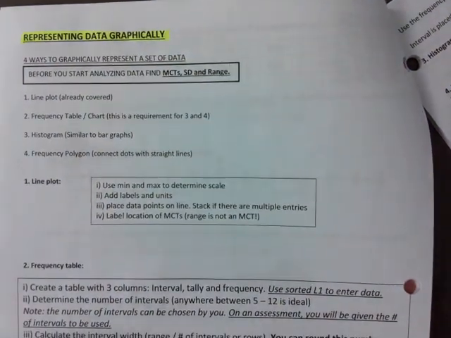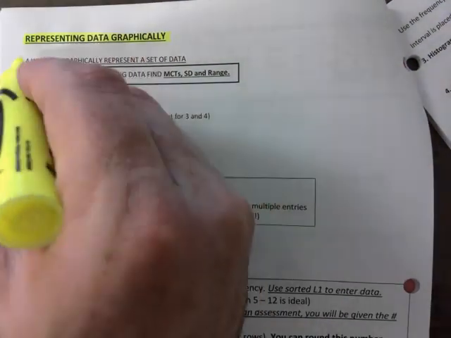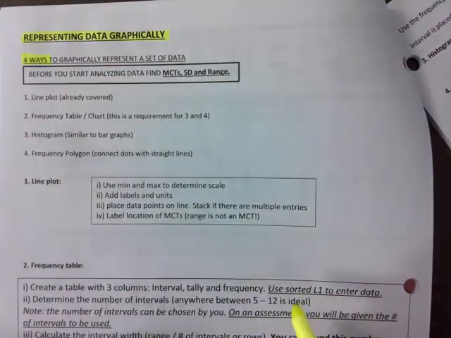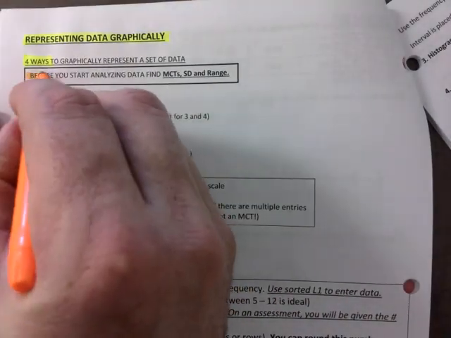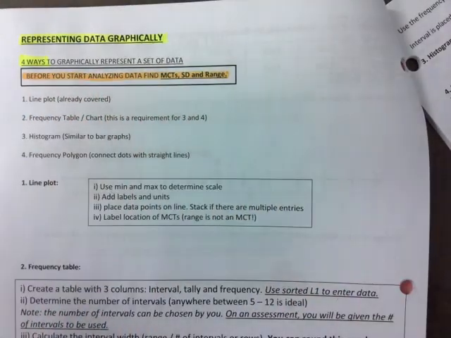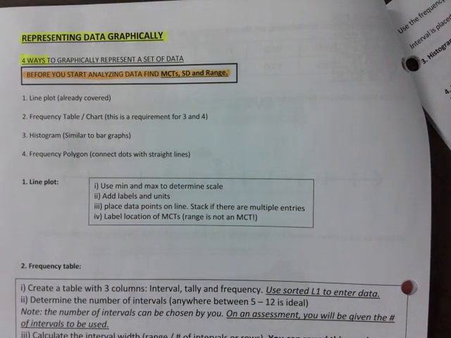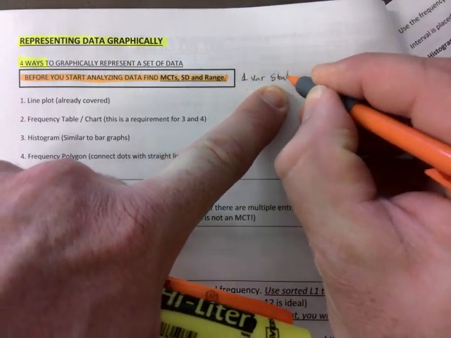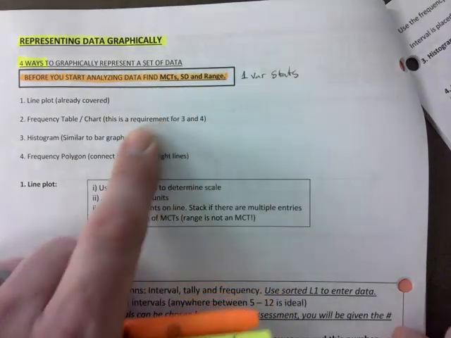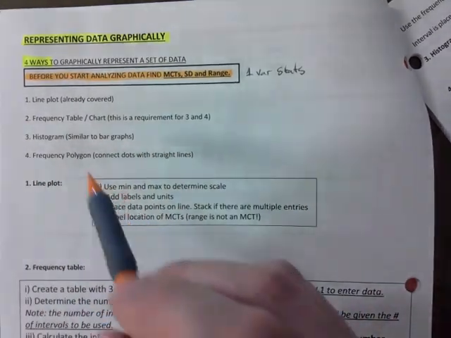Representing data graphically. This is a very important section of this unit, and there are 4 ways to do that. I would say the safest thing is, before you start, find the MCTs, the standard deviation, and the range. So enter it into your L1, and then just go one variable stats. Okay, go ahead and find that, and then determine what that is.